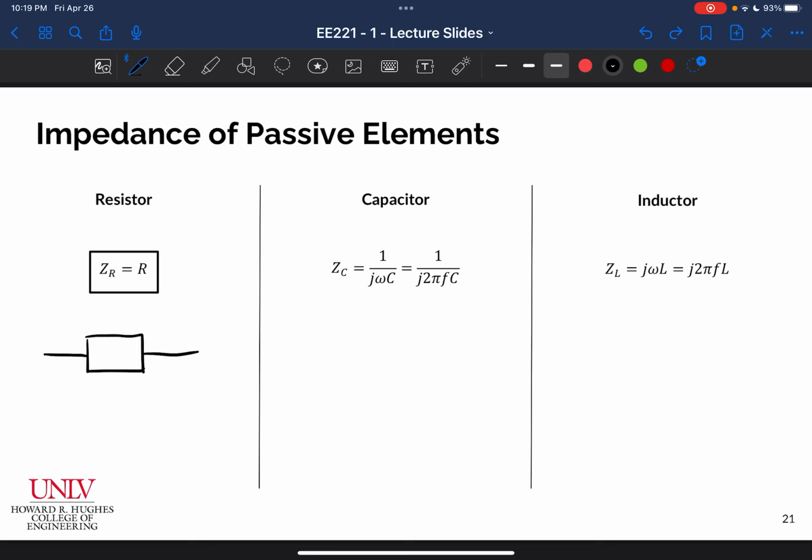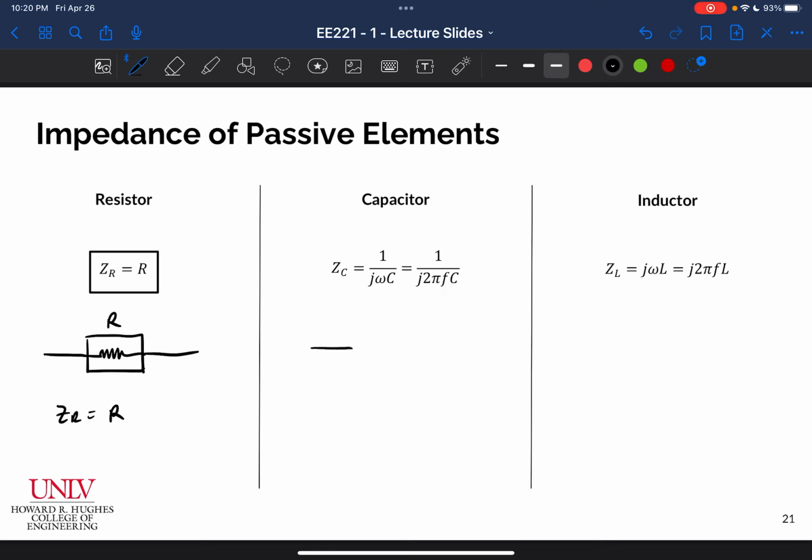But for the case where I'm just looking at a resistor, the only thing I would have here would be the resistor inside my box. And so in this case, the impedance would just be the resistance R. However, notice that for a capacitor and for an inductor, the impedance is actually dependent upon the frequency that we're at.